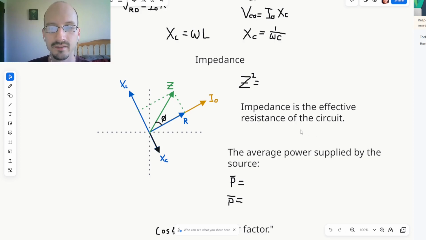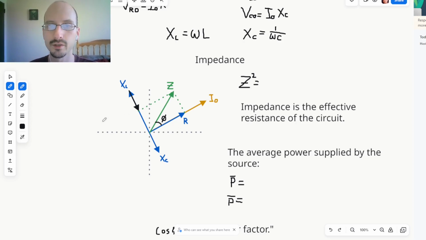Impedance is the effective resistance of the circuit. That's what we get when we add the vectors together of the resistance and the reactances. So if you take this arrow, the reactance for the capacitor, and move it up to the end of the inductor reactance, we're subtracting the reactance of the capacitor from the inductive reactance. And then we're adding the result with the resistance to get a new vector that points from the origin to the edge of the rectangle that the resistance and the reactances make.